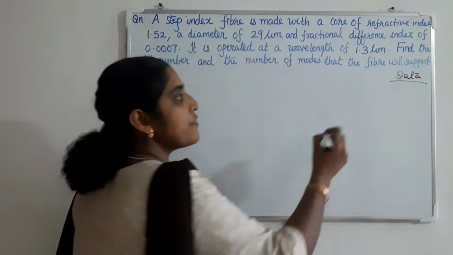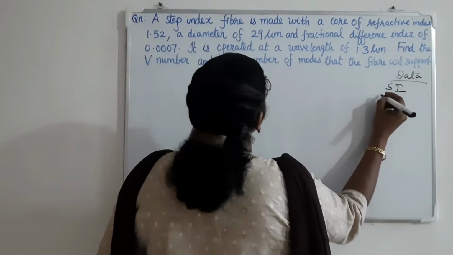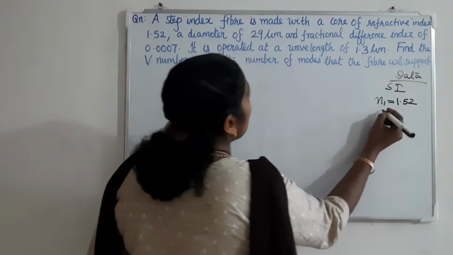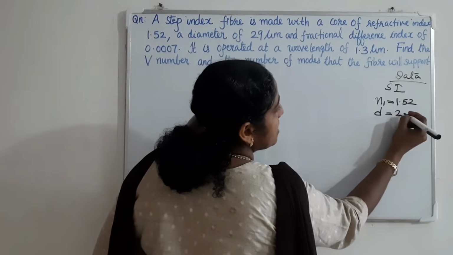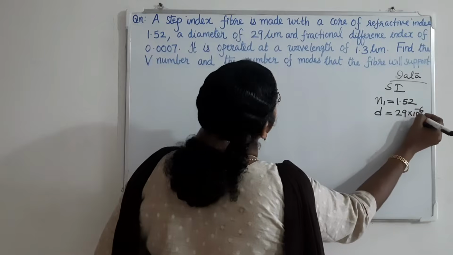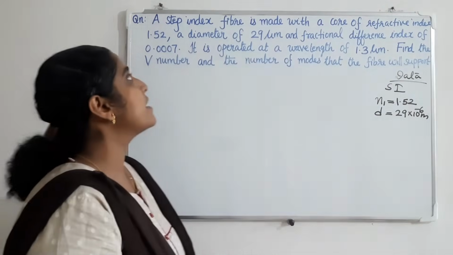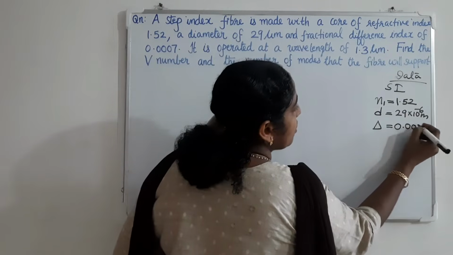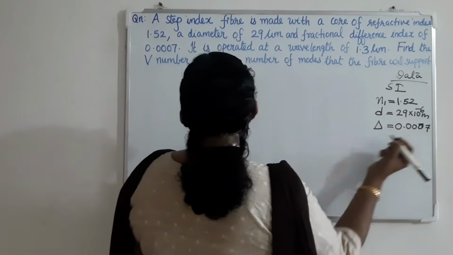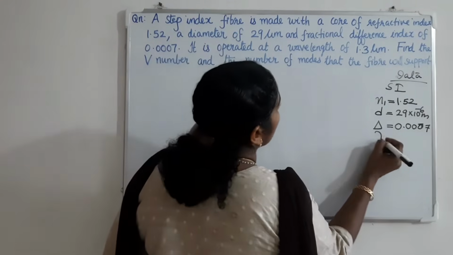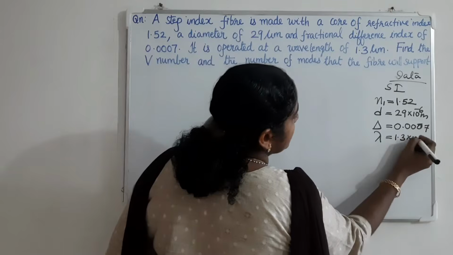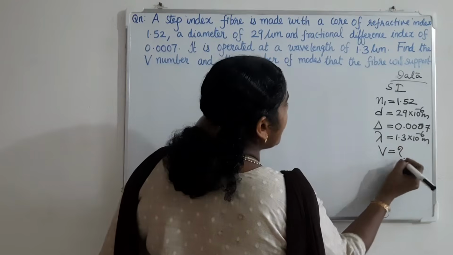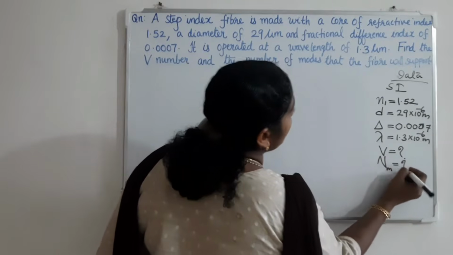A step index fiber with core refractive index, that is n1 is equal to 1.52, a diameter of 29 micrometer, so d is equal to 29 into 10 raised to minus 6 meter, and a fractional difference index of 0.0007, that is delta is equal to 0.0007. Then it is operated at a wavelength of 1.3 micrometer, that is 1.3 into 10 raised to minus 6 meter. Find the V number and the number of modes the fiber will support.